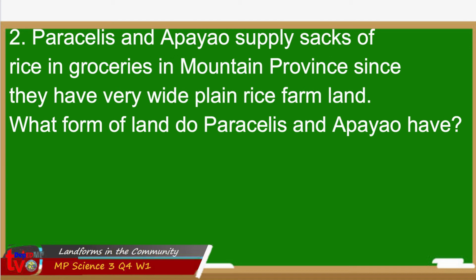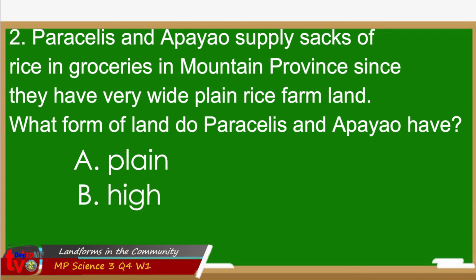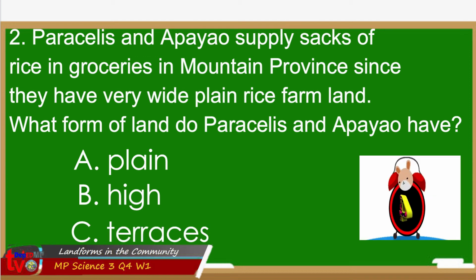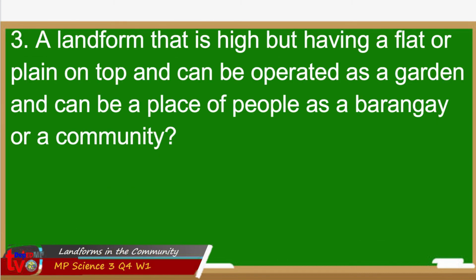What form of land do Paracelis and Apayao have? Letter A, plain. Letter B, high. Letter C, terraces. 5, 4, 3, 2, 1. Number 3, a landform that is high but having a flat or plain on top and can be operated as a garden and can be a place of people as a barangay or a community.